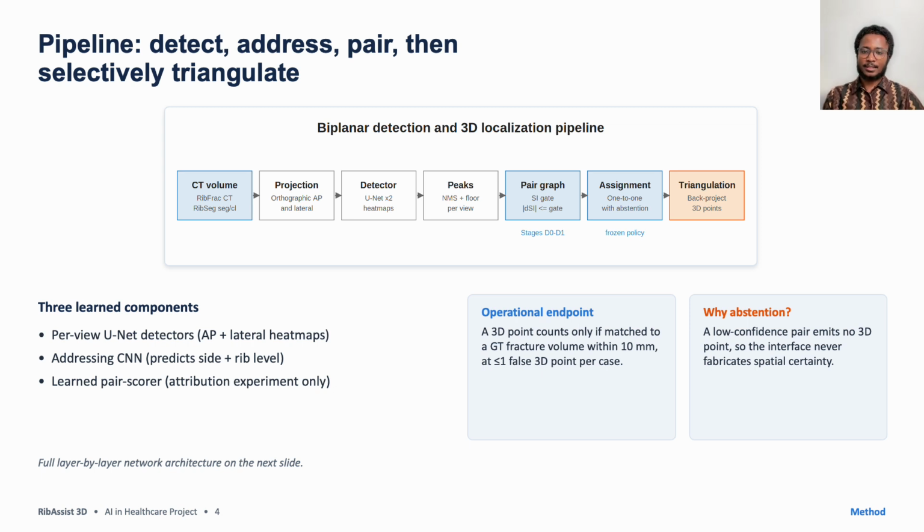This means if the confidence is too low, the system does not create a 3D point. When a pair is accepted, the two points are back-projected and triangulated into a 3D location, and a separate addressing model predicts the side of the body and the rib number. For evaluation, a 3D point is considered correct when it's within 10 millimeters of the true fracture location.